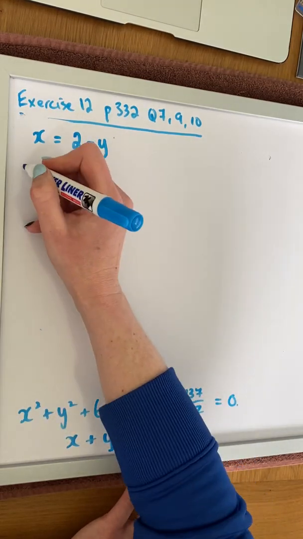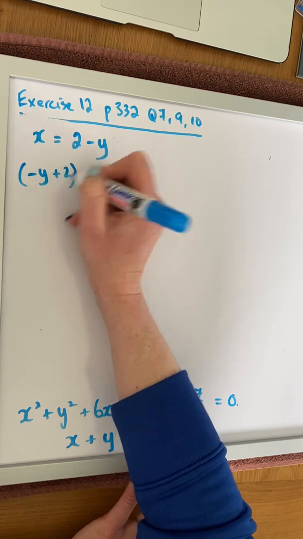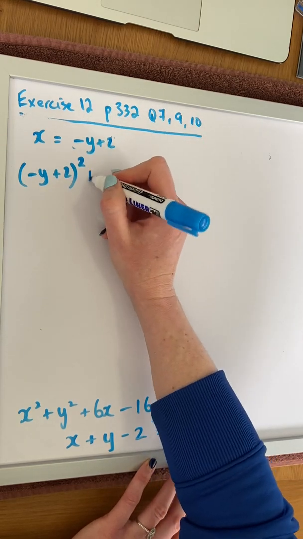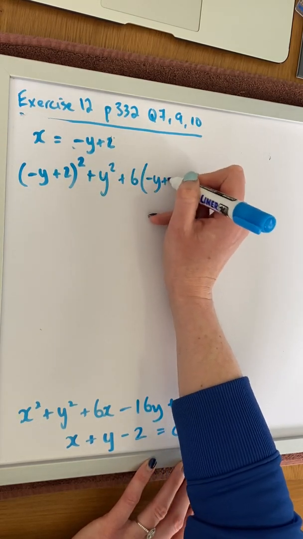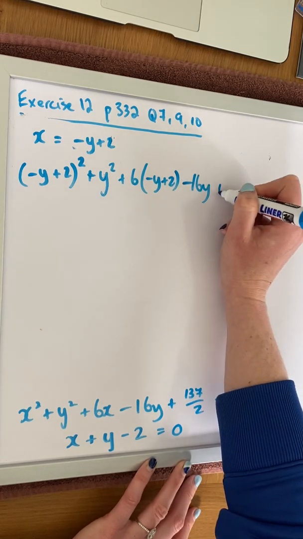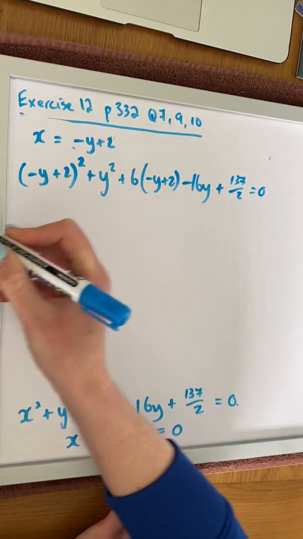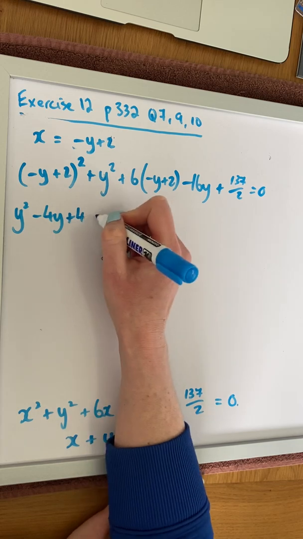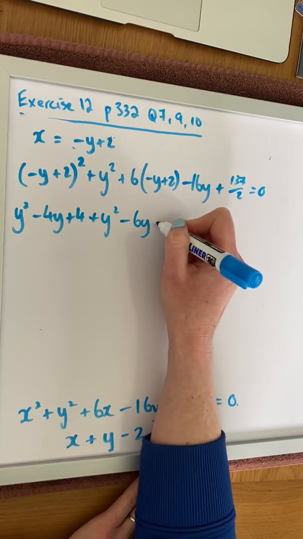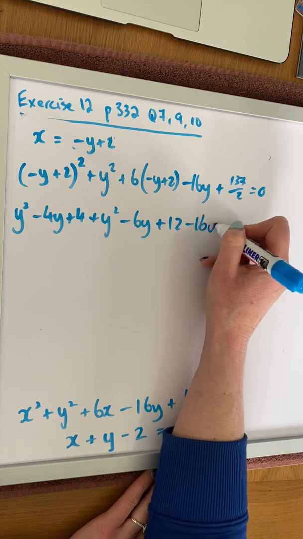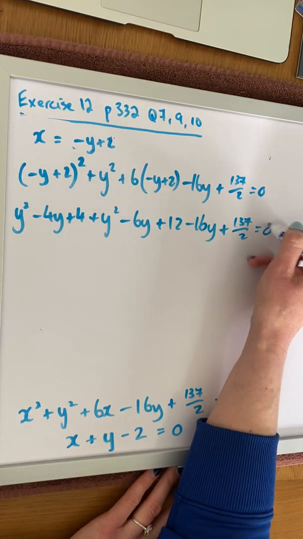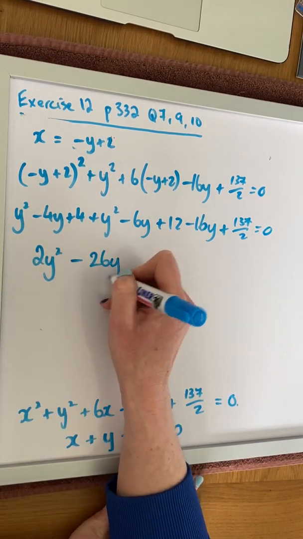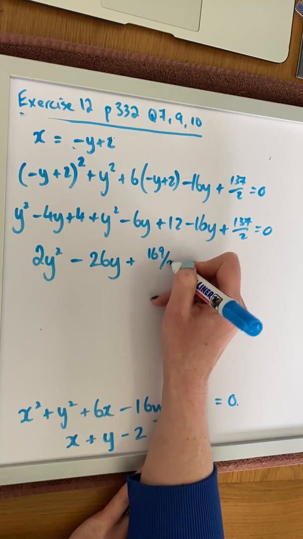Then we're going to input into the circle equation. So we have (2 minus y) squared plus y squared plus 6 times (minus y plus 2) minus 16y plus 137 over 2 is equal to 0. Multiplying out, we have y squared minus 4y plus 4 plus y squared minus 6y plus 12 minus 16y plus 137 over 2 is equal to 0. Then tidying up, we have 2y squared minus 26y plus 169 over 2 is equal to 0.